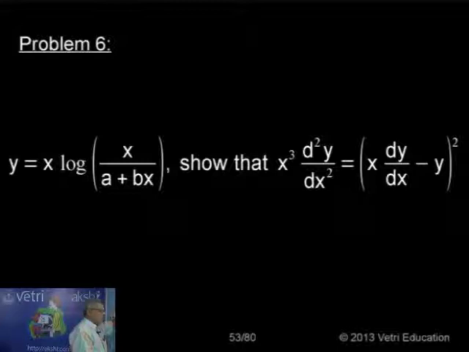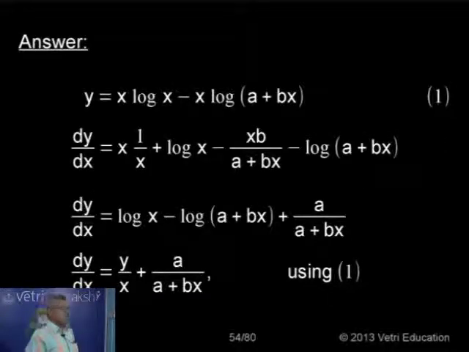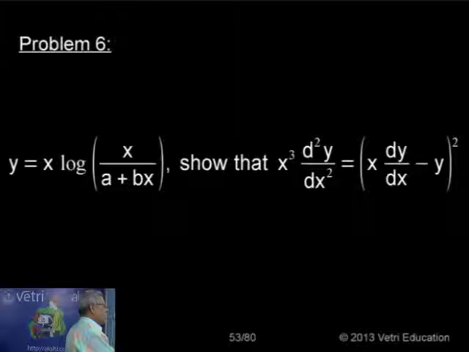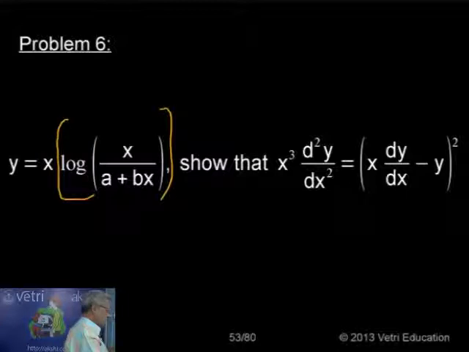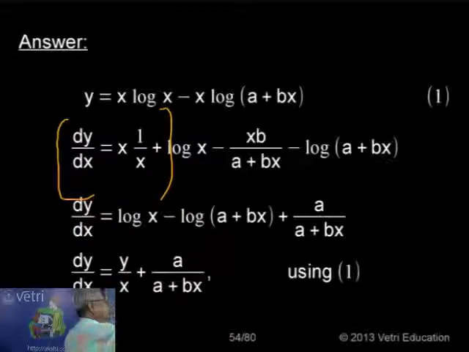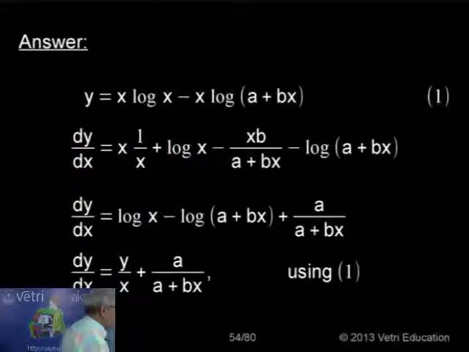y = x log(x/(a+bx)). It involves some simplification, mere simplification, nothing else. Applying the properties of logarithm, y = x log x − x log(a+bx), because log(a/b) is log a minus log b. So y = x(log x − log(a+bx)); bring x inside and you get the next step: x log x − x log(a+bx). Now differentiate.